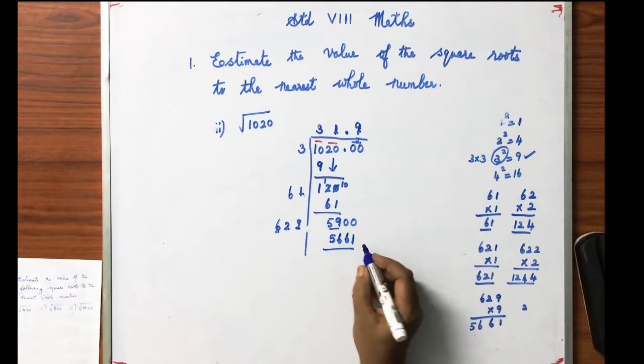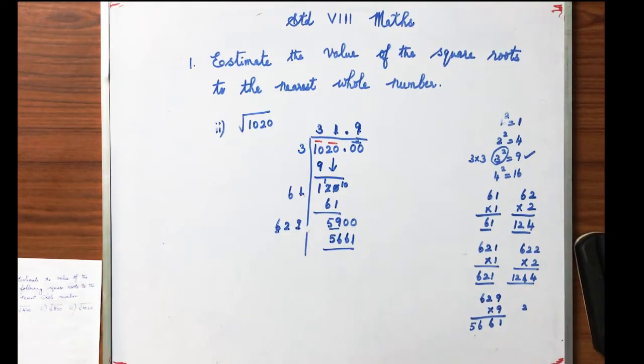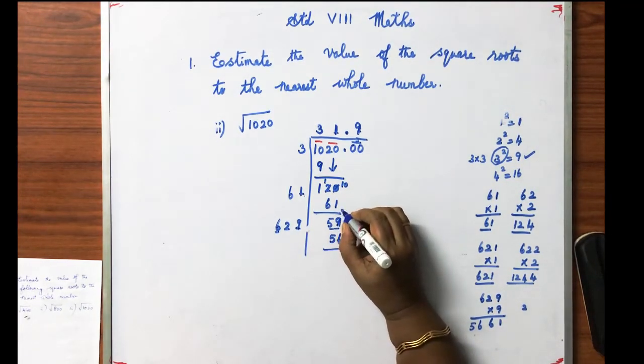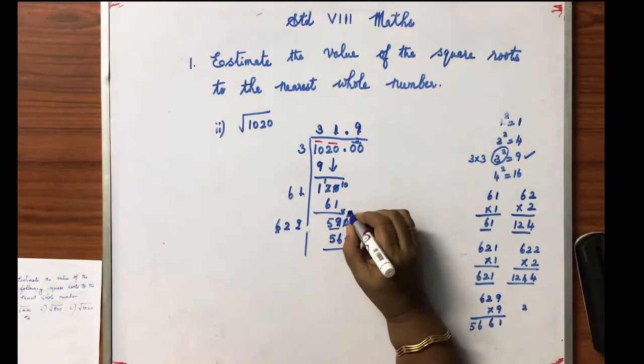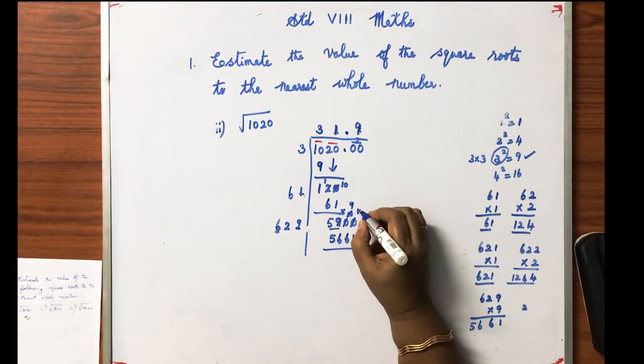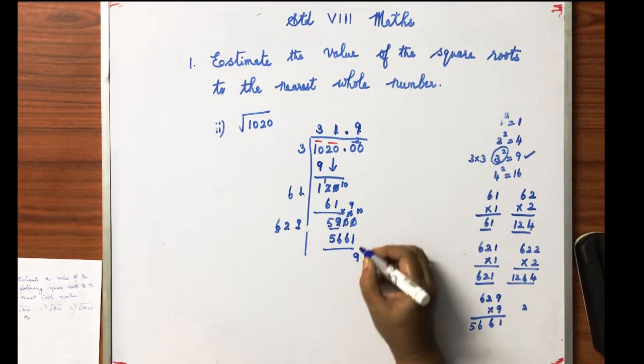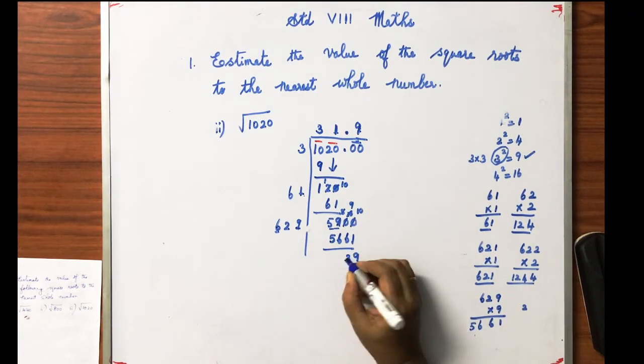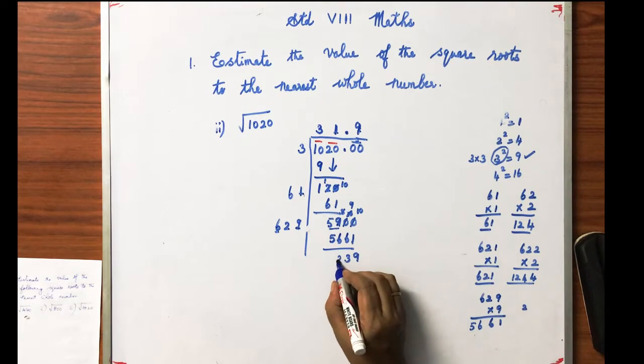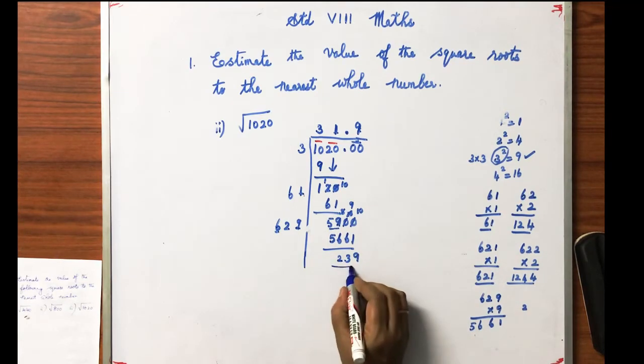So we will get 5,661. Now we should subtract. So this becomes 8 and this becomes 10. This becomes 9 and this becomes 10. 10 minus 1 is 9. 9 minus 6 is 3. 8 minus 6 is 2. We can leave this remainder.